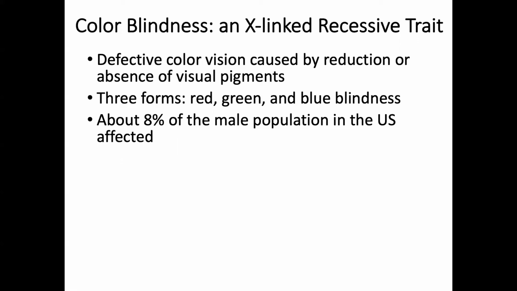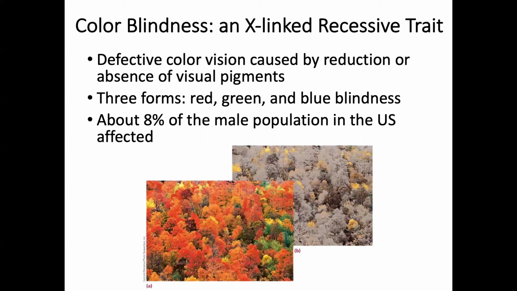Approximately 8% of the male population in the United States is affected by color blindness. That means 1 out of 12 males are affected. For women, the number is 0.5%, right? So the pictures here show that those with normal vision see the red leaves, but someone with red or green color blindness will see the leaves as gray.